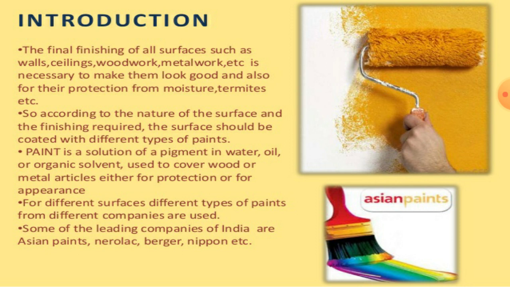The final finishing of all surfaces such as walls, ceilings, woodwork, metalwork, etc. is necessary to make them look good and also for their protection from moisture, termites, etc. So, according to the nature of the surface and the finishing required, the surface should be coated with different types of paints. Paint is a solution of pigment in water, oil or organic solvents that is used to cover wood or metal articles either for protection or for appearance.